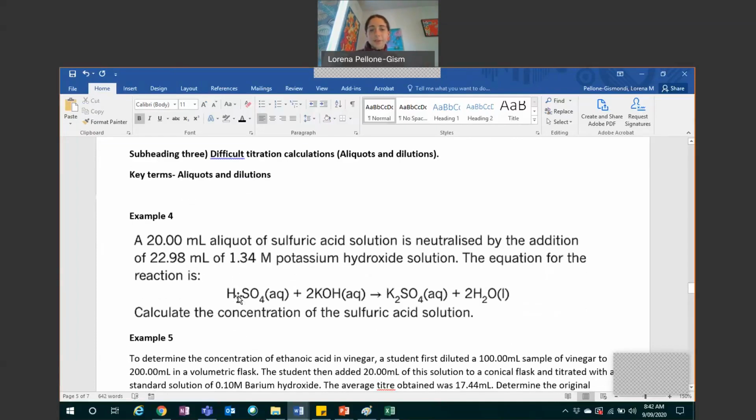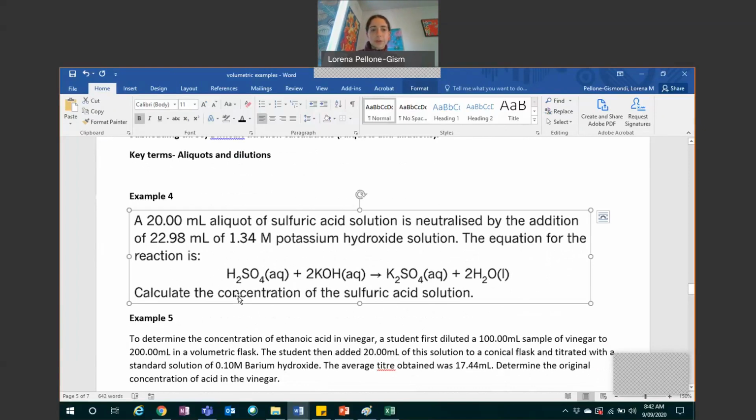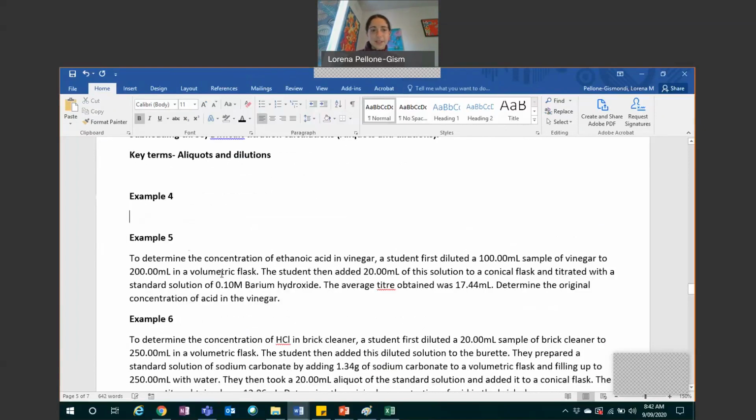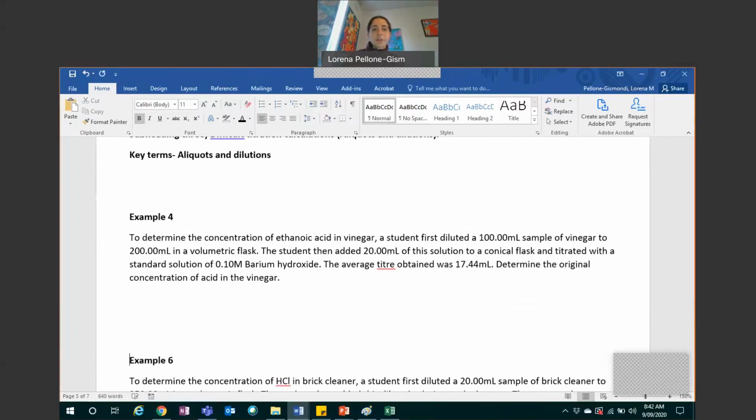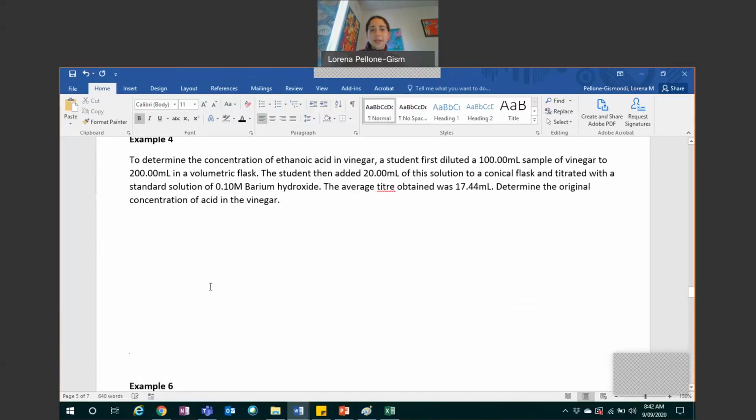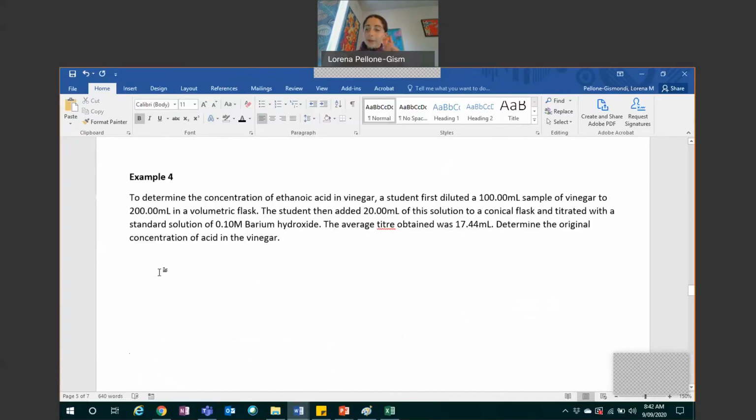All right, so we're going to do example number 4 now, and I've just realized that this one's an easy example, so I'm going to move on to this one, but on your worksheet it will all be sorted out. So to determine the concentration of ethanoic acid in vinegar, first of all, I'm going to go with the equation first, just so you know what ethanoic acid looks like.